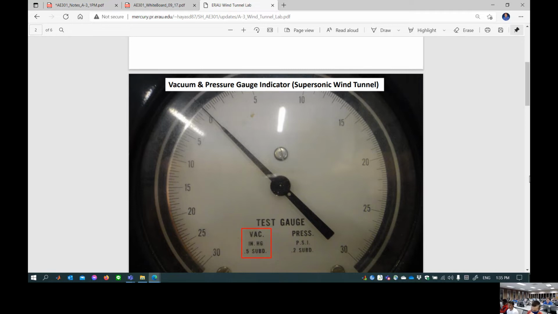Why does the dial measure pressure in one direction in PSI? Because this is a tank, you can use it in both ways. You can pressurize the tank, or you can make it a vacuum tank. This is a high-speed wind tunnel. When you create supersonic speed, you create a huge tank, make a vacuum, and suck the air right in really quick, and then create supersonic speed. You can visit the supersonic wind tunnel, step outside, and you can see a huge tank. That's a vacuum tank.